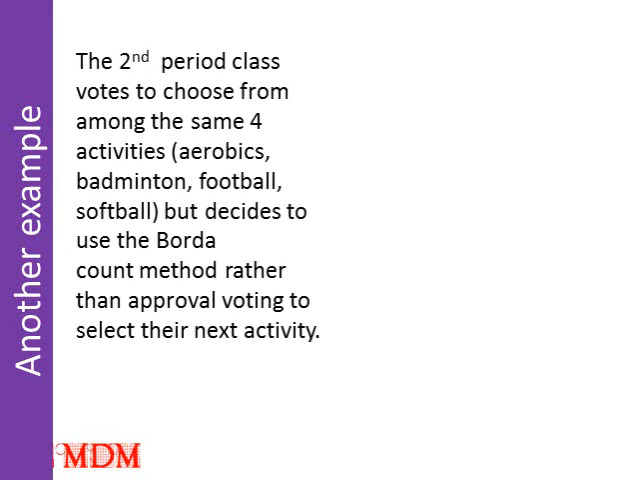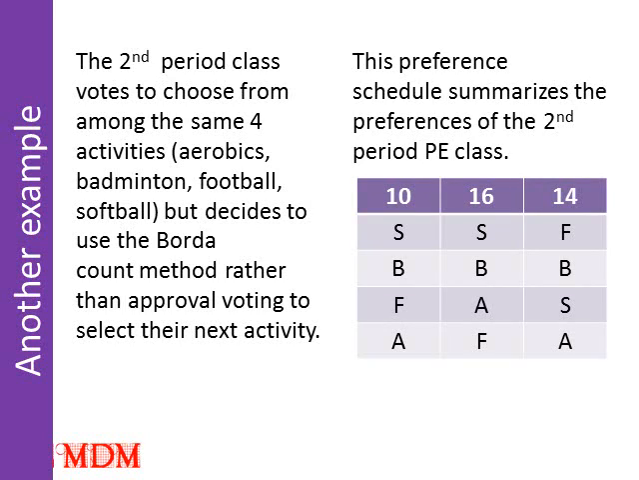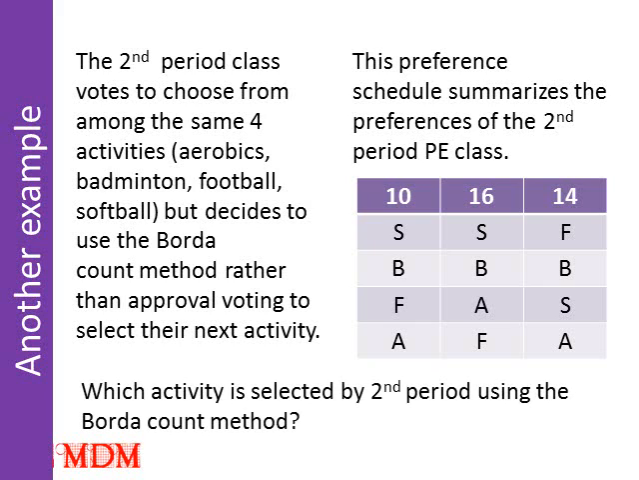Let's look at another example. The second period class votes to choose from among the same 4 activities, aerobics, badminton, football, and softball, but decides to use the Borda count method rather than approval voting to select their next activity. So we have this preference schedule for second period PE. Which activity is selected by second period using the Borda count method?